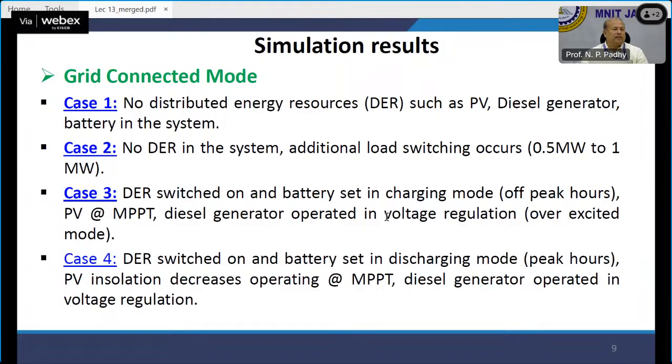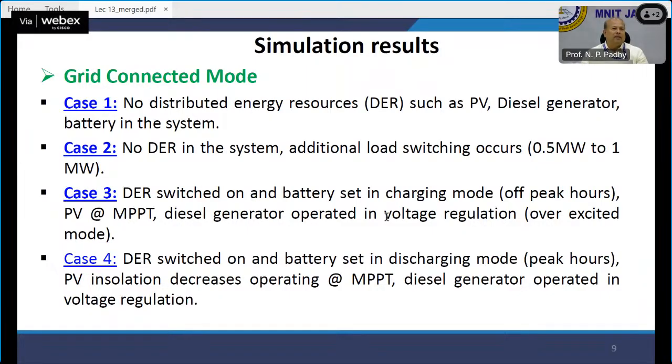So what is case 1? Please repeat. No DER. Case 2, no DER, but load increased from 0.5 to 1 megawatt. Case 3, DERs are switched on, battery started charging and PV is at MPPT. Case 4, DER switched on and battery set to discharge mode. That is considered to be a peak mode, okay?